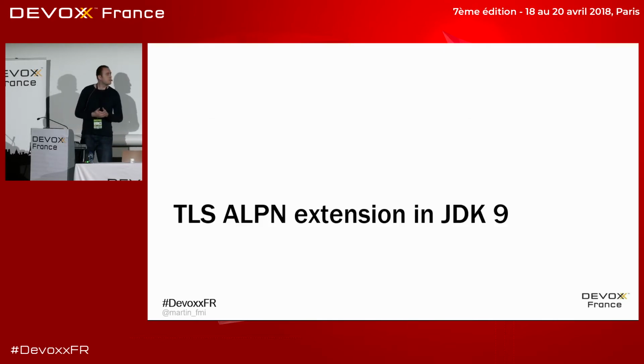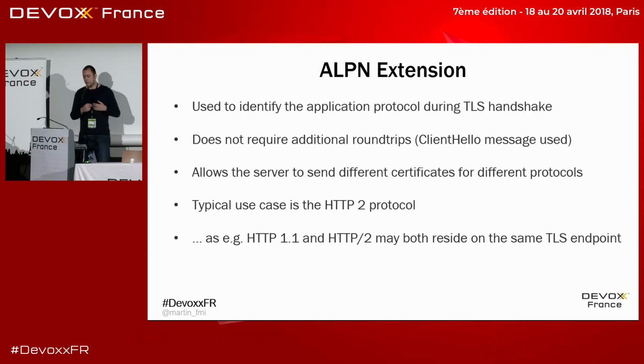Another much simpler to understand and use extension of the TLS support in JDK 9 is the so-called TLS ALPN extension, or Application Layer Protocol Negotiation extension. And the main thing about the ALPN extension is that it can be used to identify the application protocol that's negotiated between the client and the server.